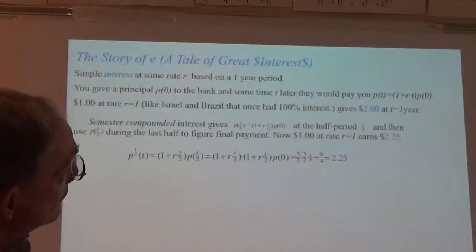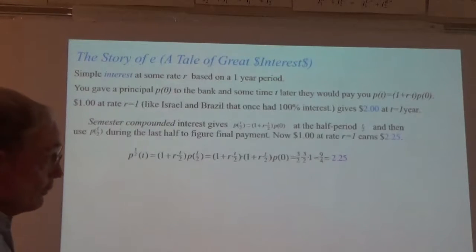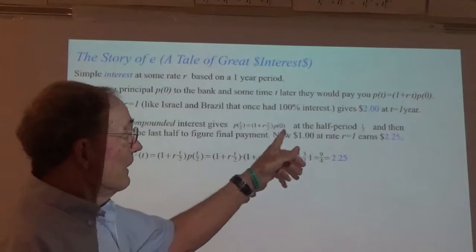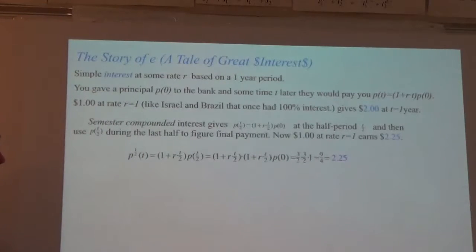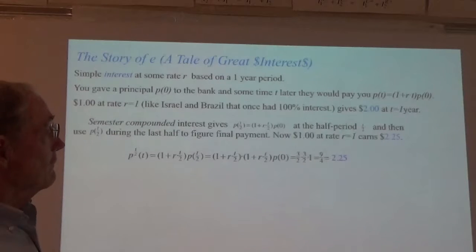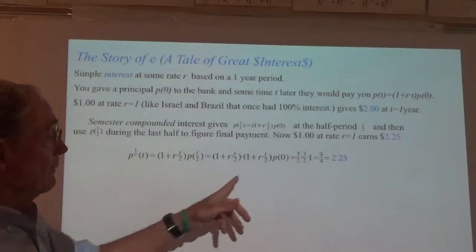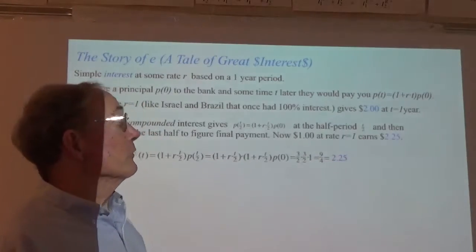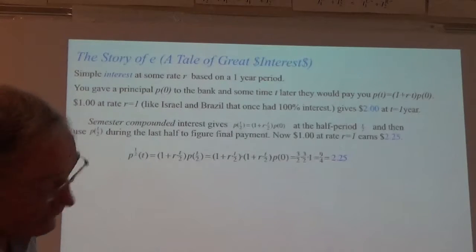So the question then is, how does compounding increase that capital that you earn after a year? At the half period, you've done simple interest, then you do it again. So you get a product of 1 plus RT over 2, and come up with 3 halves times 3 halves is 9/4. So you come up with not $2, but $2.25. That's a big jump from just simple interest.